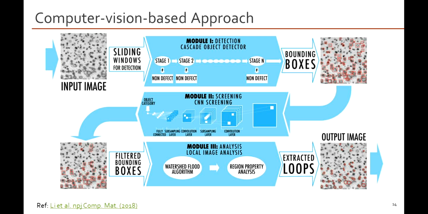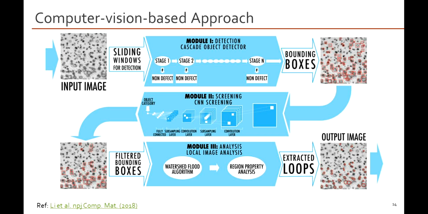So the first two stages are machine learning based computer vision. I have a technique for taking an input image and identifying where I have interesting features that are probably the kind of dislocation loop I'm looking for. And then they pass those regions of interest through a more sophisticated convolutional neural network model that filters out the ones that are close but are not quite the type that we're looking for.